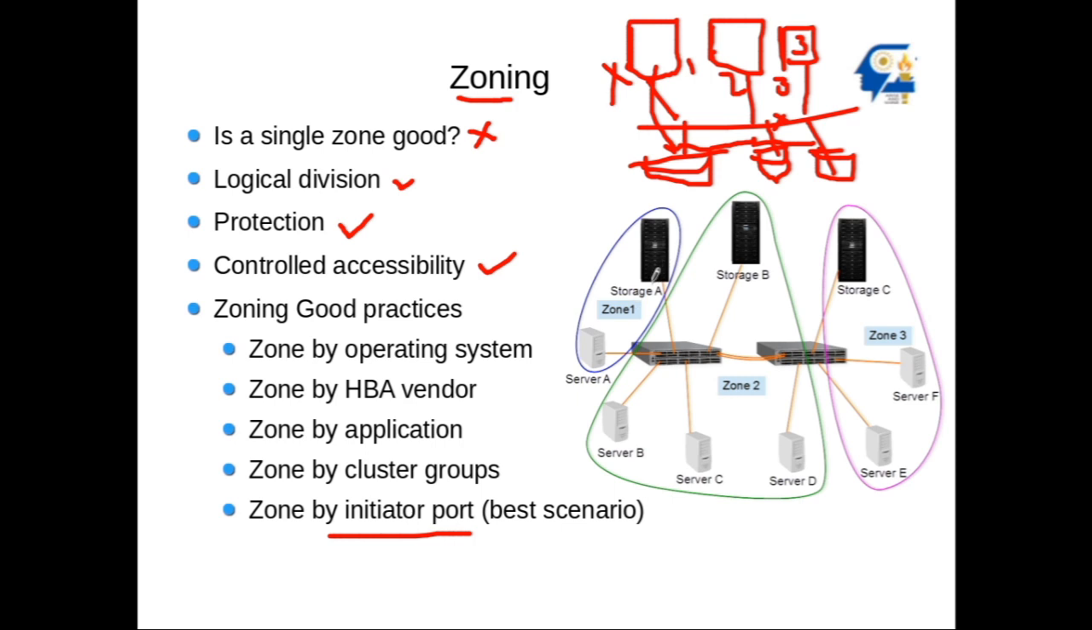You have server A, and server A has an initiator here, and your storage has a target here. This is the typical example of zoning by initiator. This kind of design further improves security, but it is a little difficult to implement. So I believe you got an idea of how zoning can help to isolate the resources and how to create a logical division over a data center.